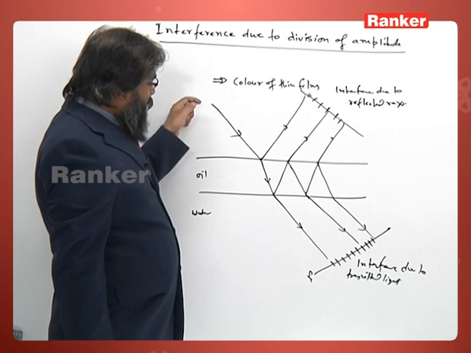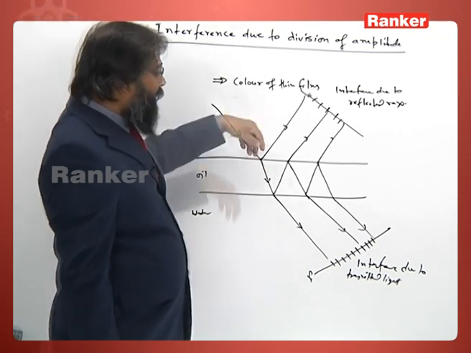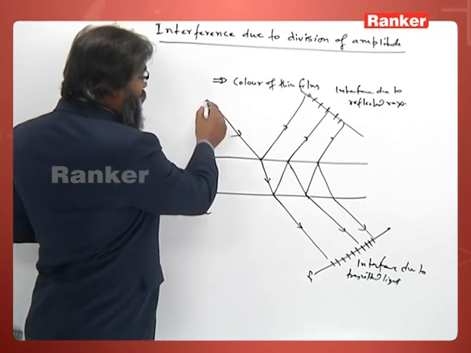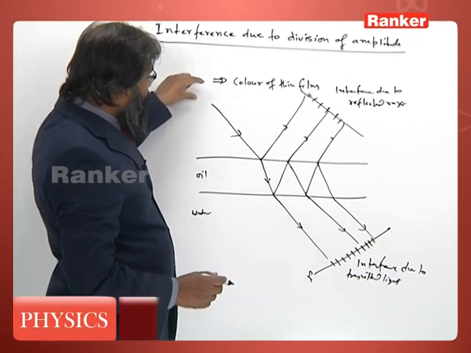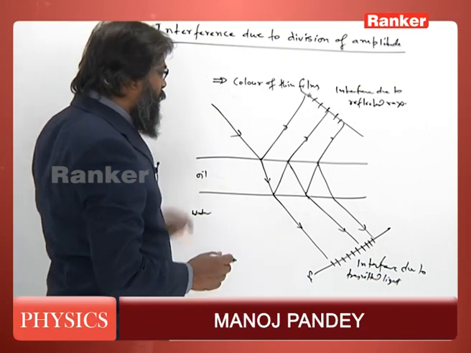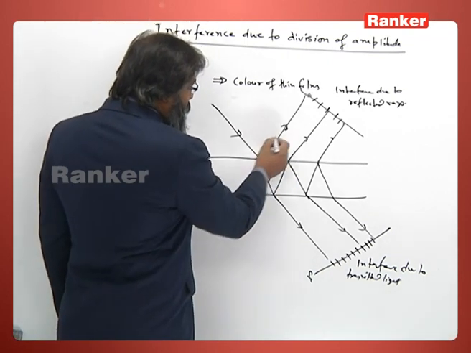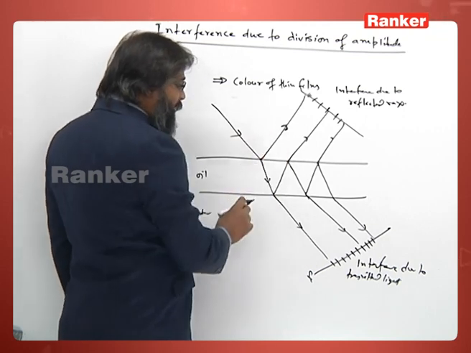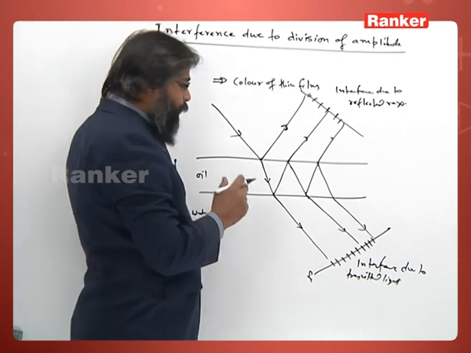Now, this ray may be incident obliquely or normally. Generally, we prefer normal incidence. This may be a point source or an extended source, that is, it may be a plane wavefront. One more thing, here the energy at each stage is divided, the amplitude is divided, that is why we call it division of amplitude.